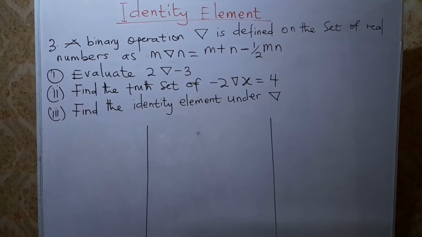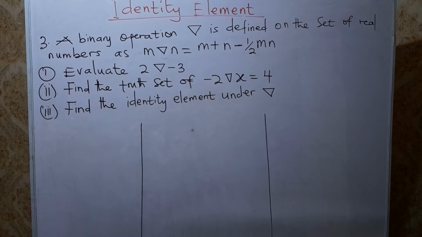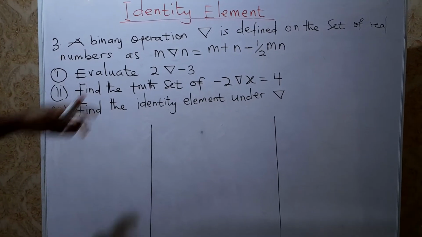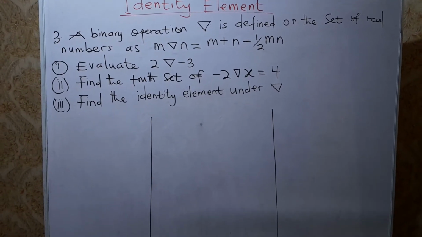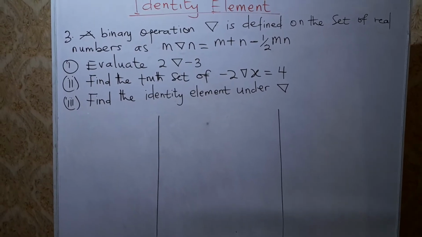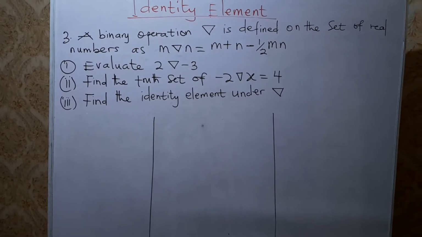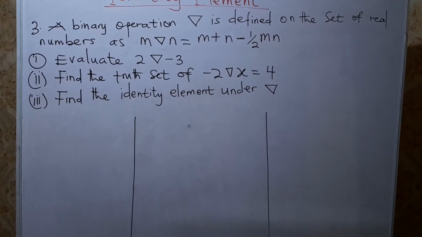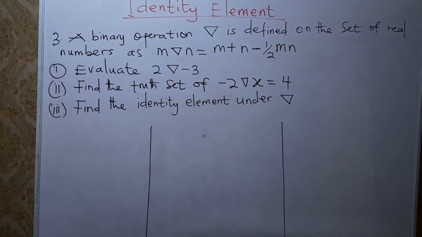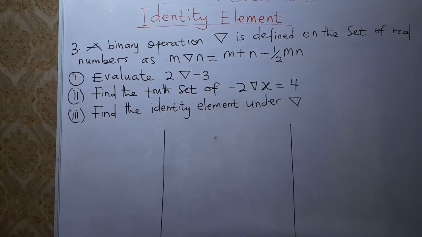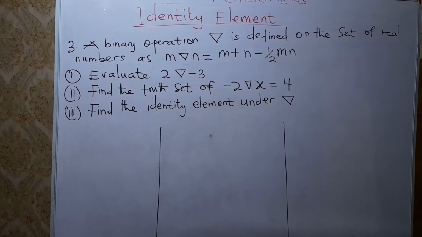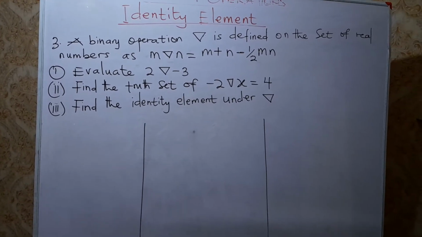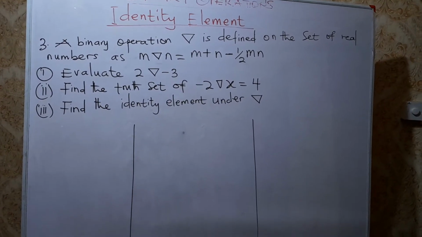So let's solve our last question under the identity element. They say binary operation nabla is defined on a set of real numbers as m nabla n equal to m plus n minus half mn. We should evaluate 2 nabla negative 3. Then find the true set of negative 2 nabla x equal to 4. Then we should find the identity element under nabla. So how do we solve that?